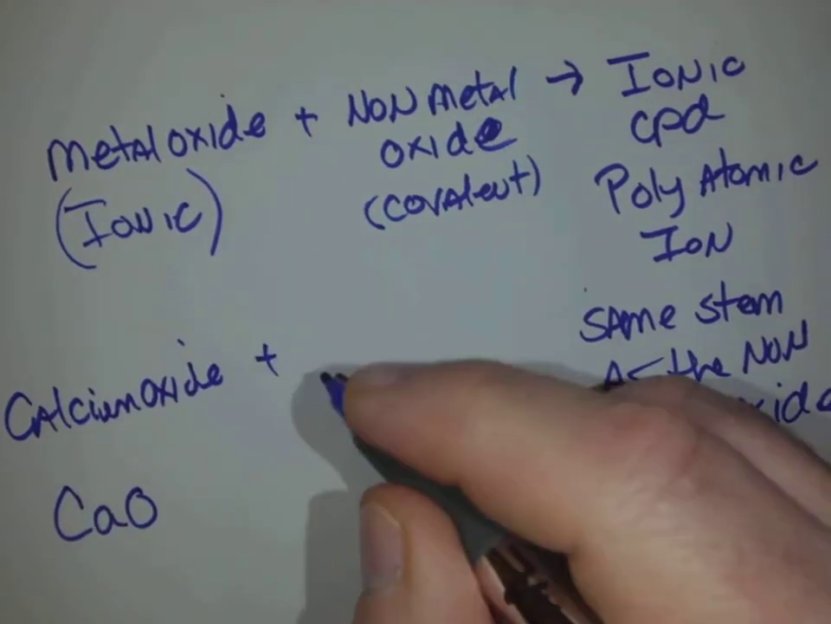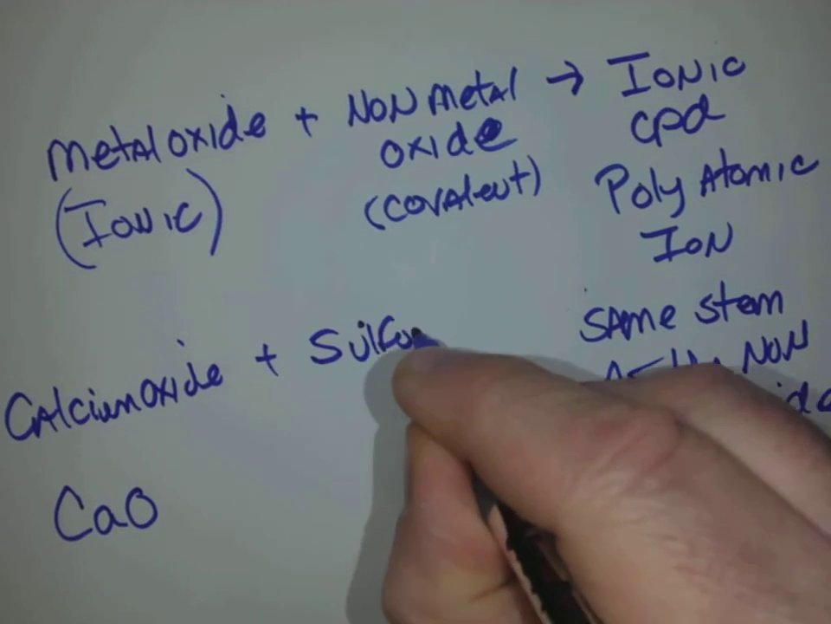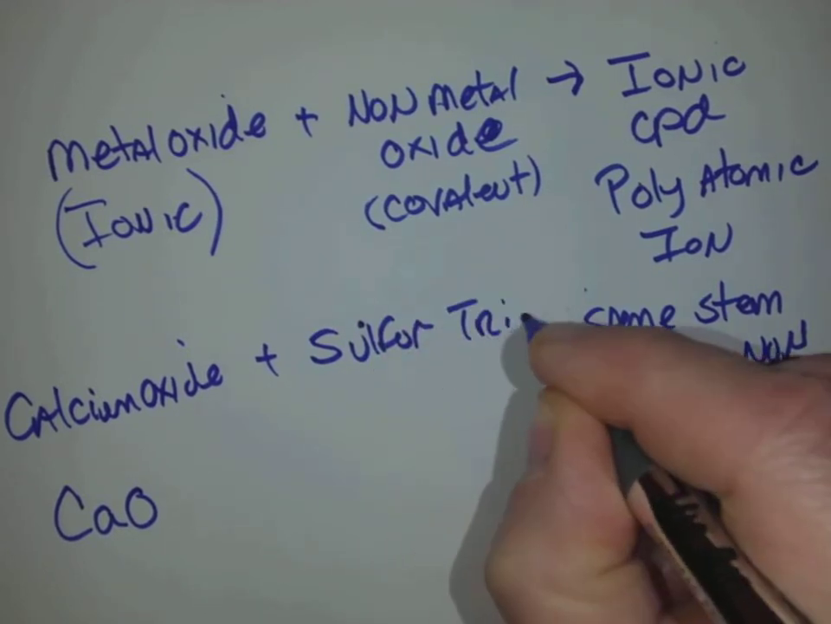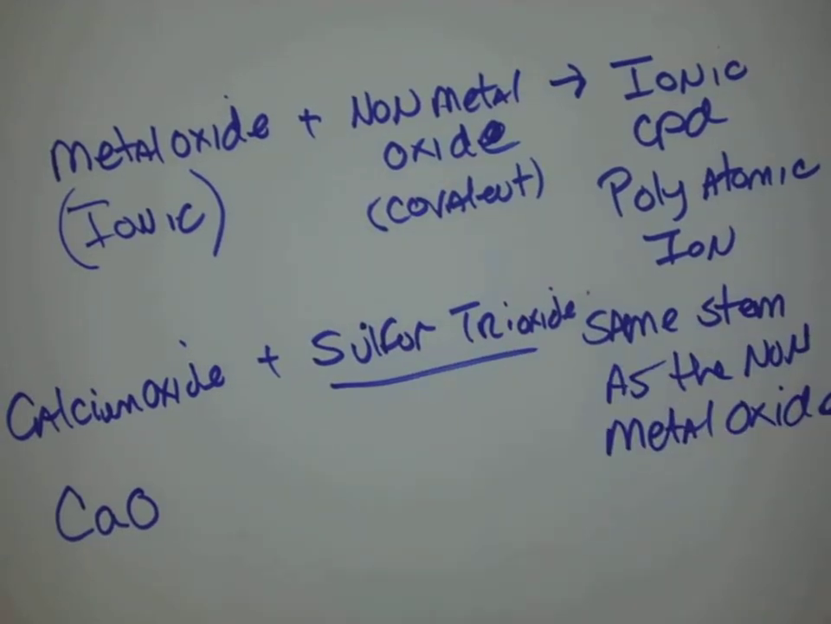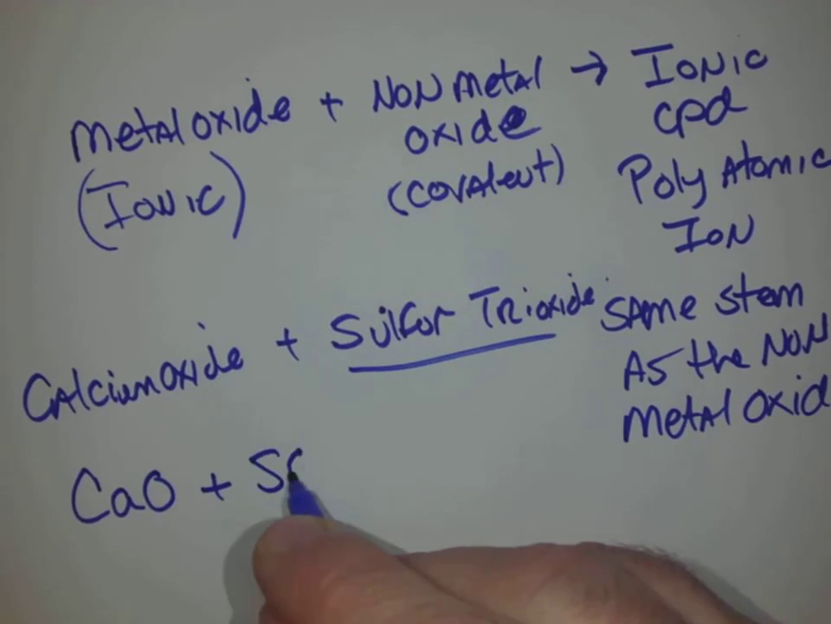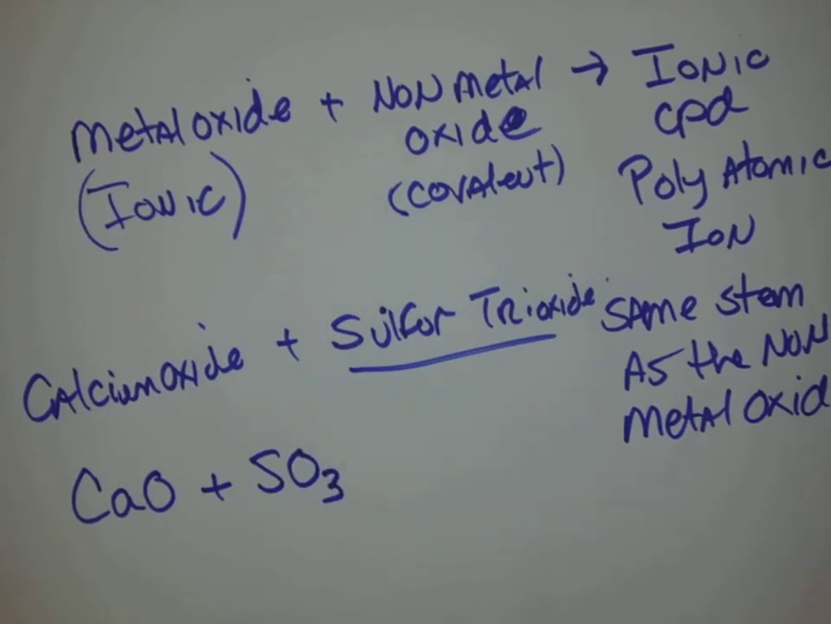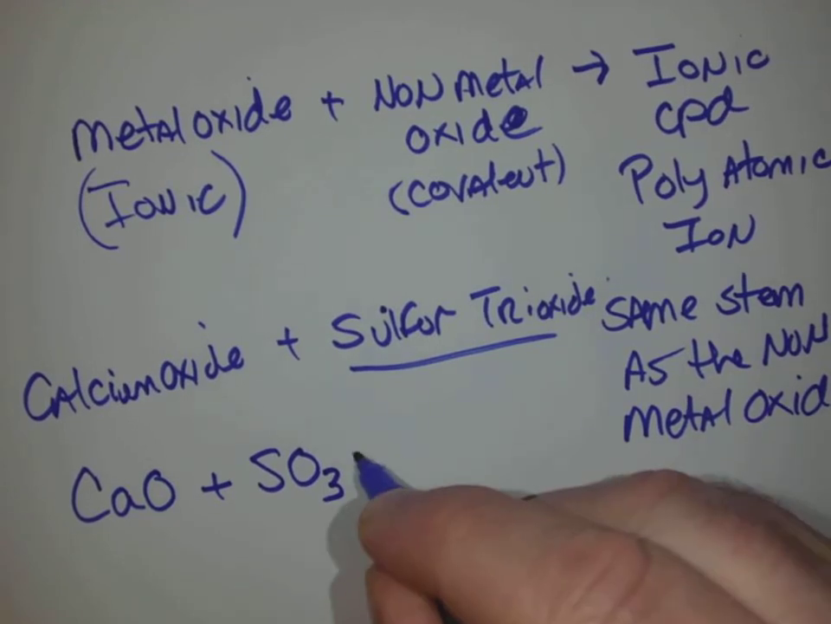And we have sulfur trioxide. So again, you've got the covalent naming system, so you're going to see di's and tri's here. So sulfur trioxide is SO3. All right.